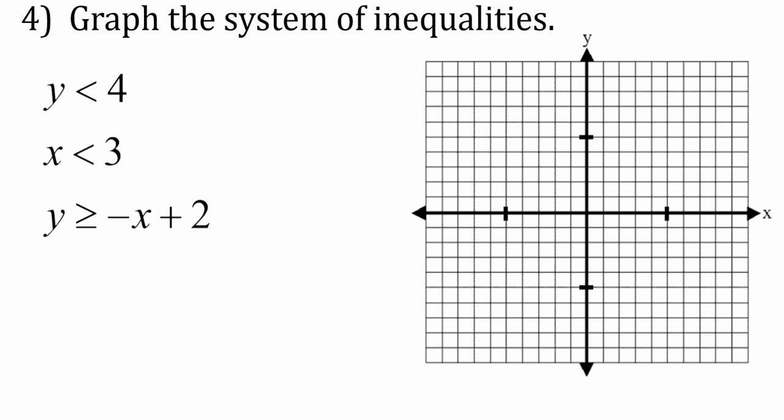Let's try another one. Here we want to graph the system of inequalities. Remember, system just means two or more. And so you can see here we have 3 inequalities to work with. So why don't we start with our first inequality, y is less than 4. That's already in slope-intercept form, and we know the y-intercept is at 0, 4.